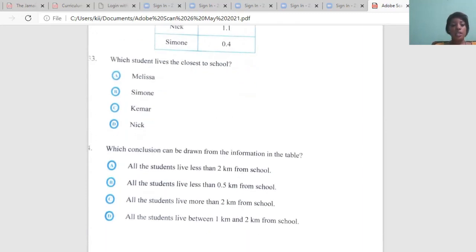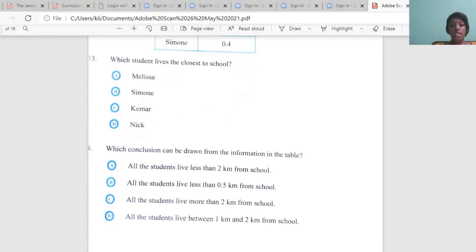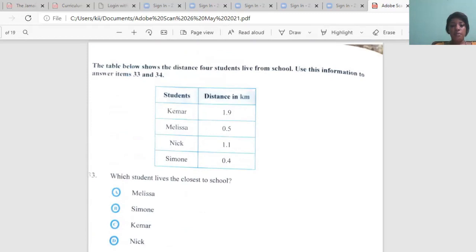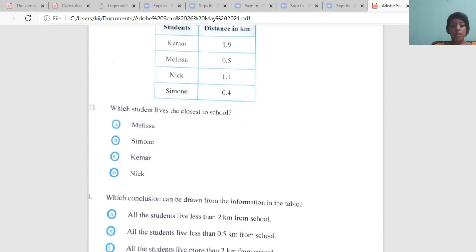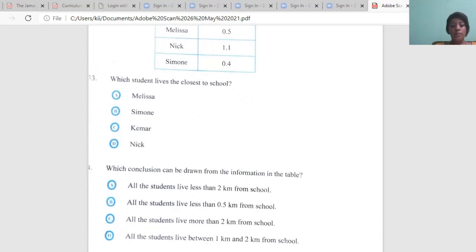Number 34 says, which conclusion can be drawn from the information in the table? All students live less than 2 kilometers away from school. That is a conclusion that can be drawn because everyone is less than 2 kilometers. All students live less than 0.5 kilometers from school, and that is not true because Nick lives 1.1 kilometers.